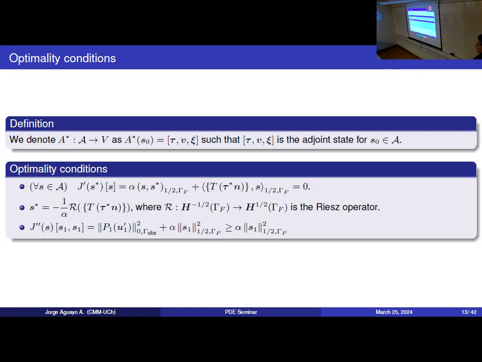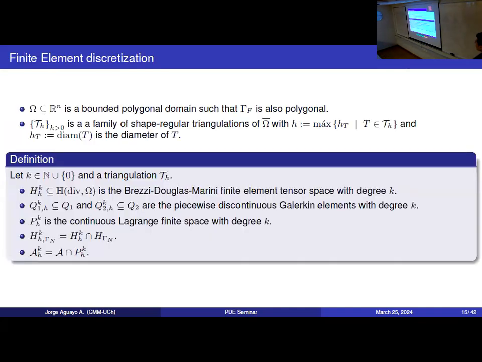Very similar to calculus in several variables. In a sense, it's the same. But we want to discretize this in a finite element sense. So we have a triangulation and we define a lot of finite element spaces. In particular, we need to define the BDM space for the tensor, for the stress tensor.